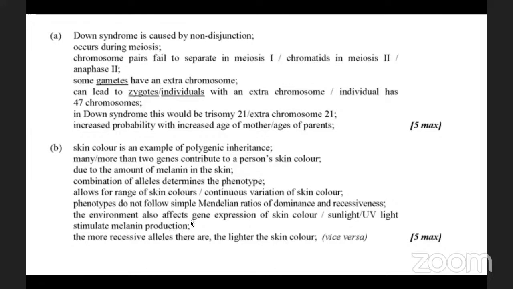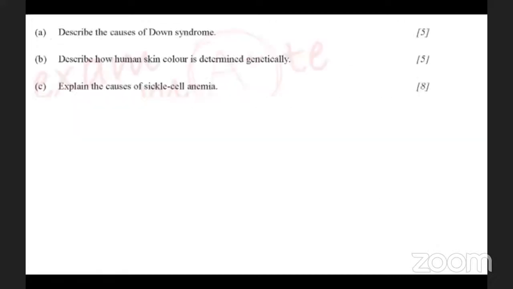If you can't remember this, it's okay, but it's good to have it in your explanation because it relates to the expression of genes. And the more recessive alleles there are, the lighter the skin color is. Lighter skin color is actually a recessive allele. Right? Any question regarding question B? Not at the moment. All right.